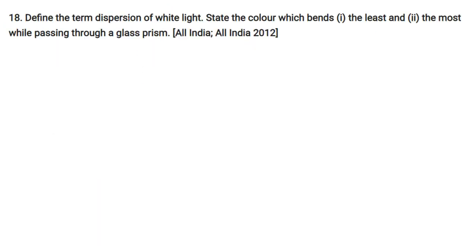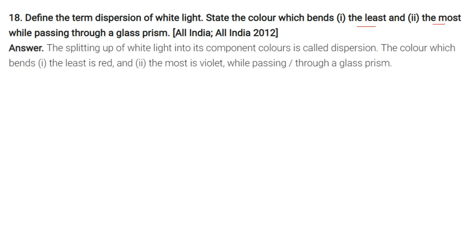Define the term dispersion of white light. State the color which bends the least and the most while passing through a glass prism. The splitting up of white light into its component colors is called dispersion. The color which bends least is red and the most is violet while passing through the glass prism.